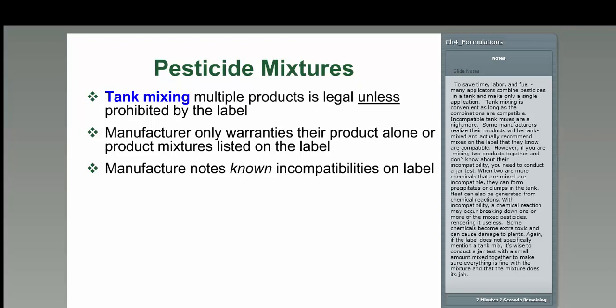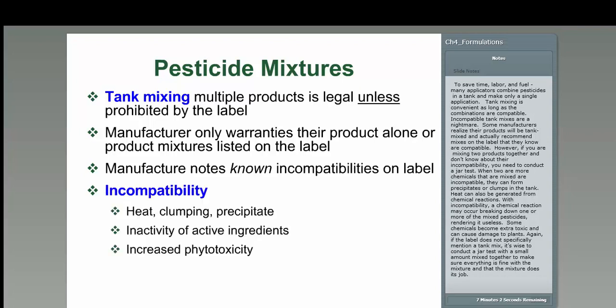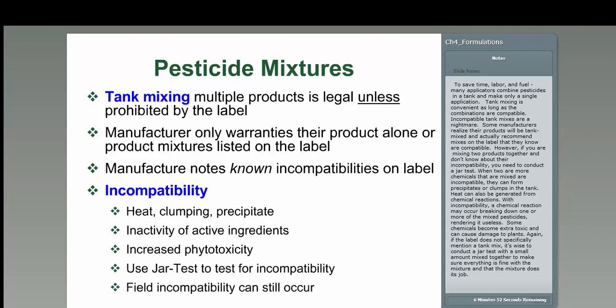When two or more chemicals that are mixed are incompatible, they can form precipitates or clumps in the tank. Heat can also be generated from chemical reactions. With incompatibility, a chemical reaction may occur breaking down one or more of the mixed pesticides, rendering it useless. Some chemicals become extra toxic and can cause damage to plants. Again, if the label does not specifically mention a tank mix, it's wise to conduct a jar test with a small amount mixed together to make sure everything is fine with the mixture and that the mixture does its job.